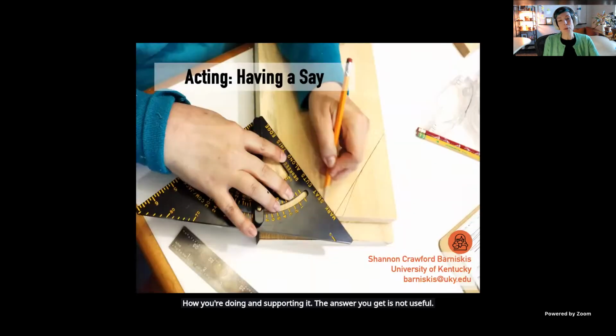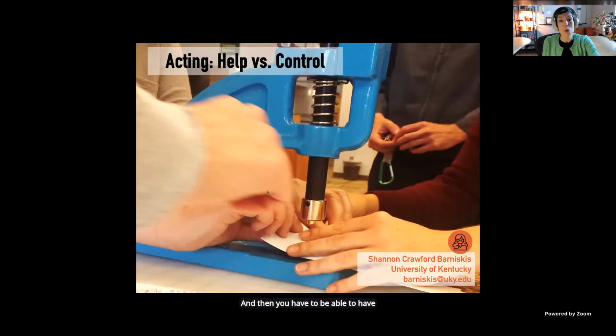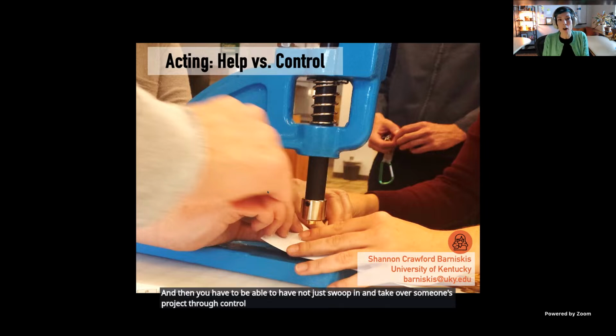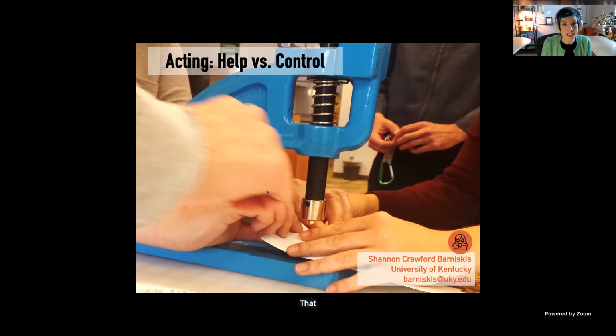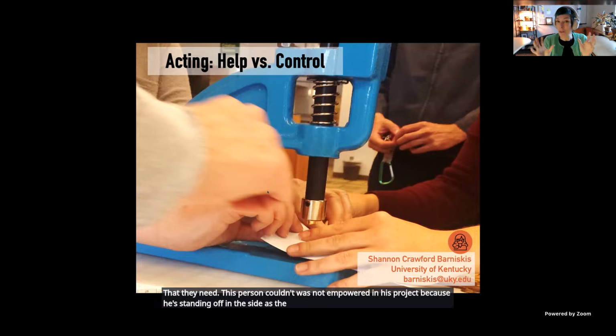And then you have to be able to not just swoop in and take over someone's project through control, but offer the help that they need. This person was not empowered in his project because he's standing off on the side as the librarians ensure that his project doesn't fail. And he didn't care about failure. He cared about learning how to use the equipment. So be sure that you're not over helping.